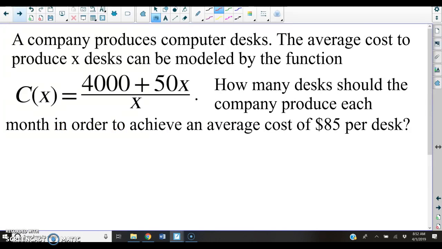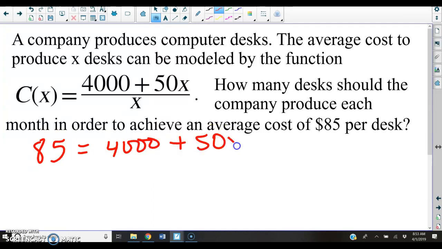All right. This one, a company produces computer desks. The average cost to produce X desks can be modeled by that function. How many desks should the company produce each month in order to achieve an average cost of $85 per desk? So I'm putting 85 in for C of X, and I'm trying to find out what X is. X is the number of desks.